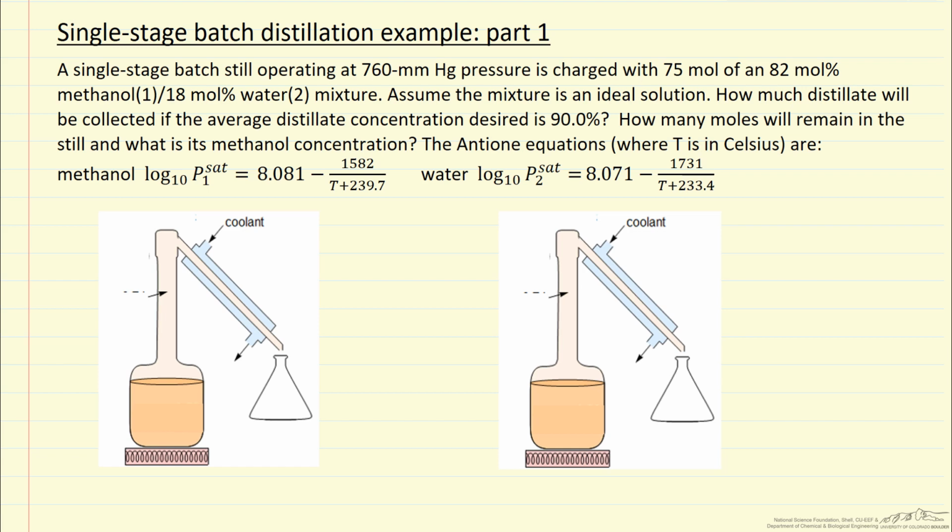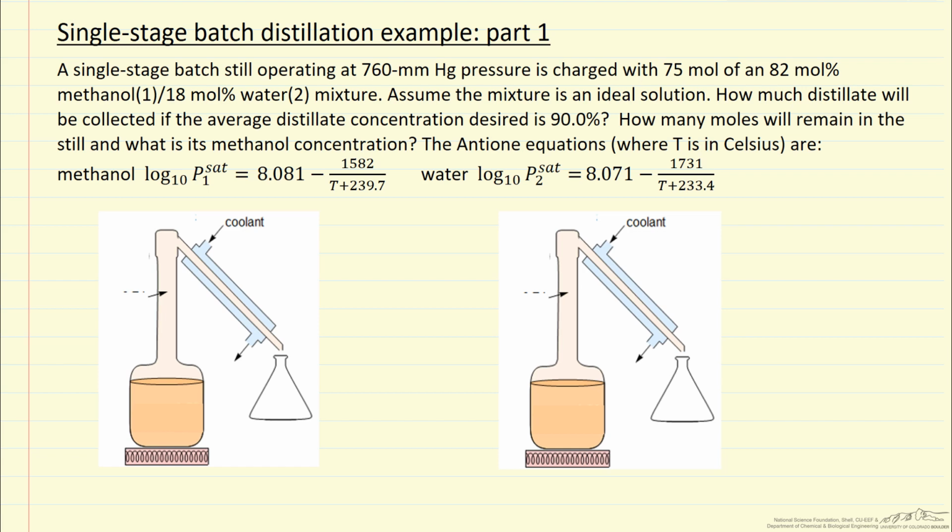This is a single stage batch distillation for a binary mixture of methanol and water. We're going to assume ideal solution to make calculations easier. And the question is, how much distillate will we collect when the concentration is 90%? We want the concentration not to go below 90% in the distillate. And then how many moles will be left in the still at that point, and what will be the composition of the methanol in the still.